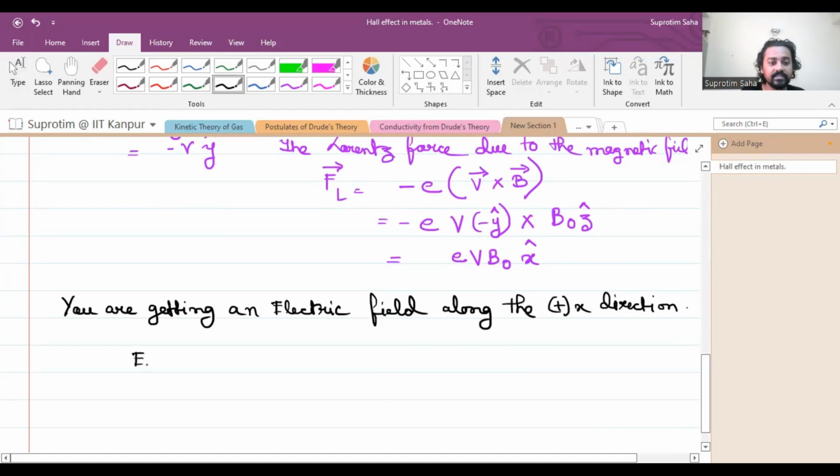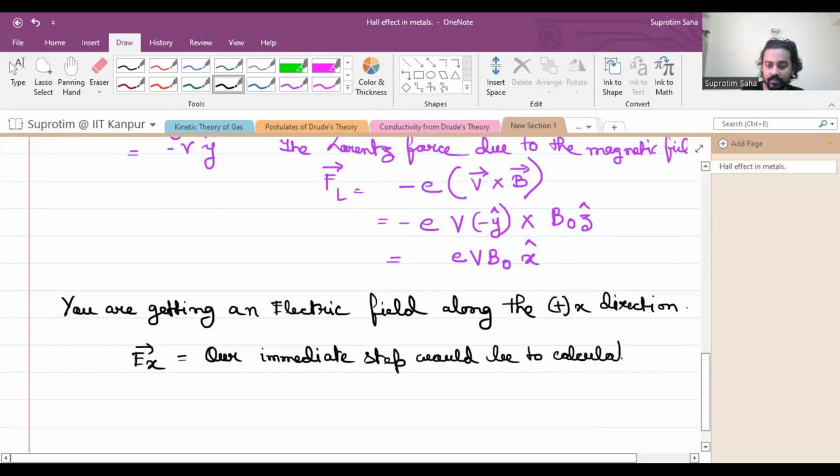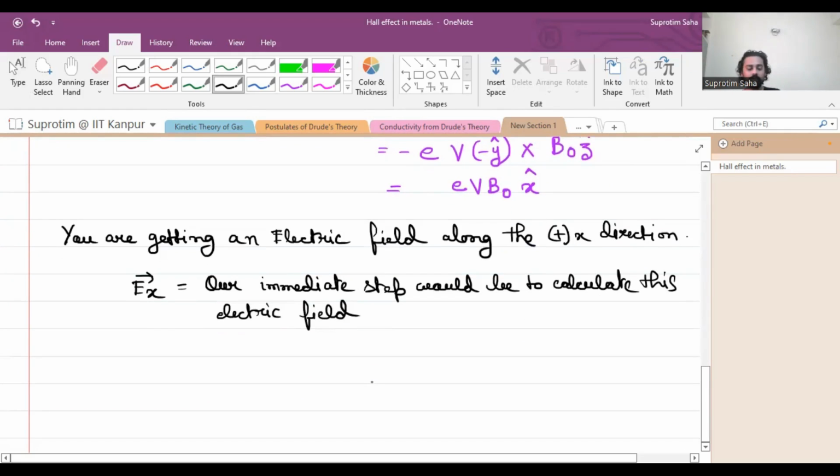So what is this electric field? Our immediate step would be to calculate this electric field. All right. So what we want to take help of now is Drude's model. You know the equation of motion from Drude's model.